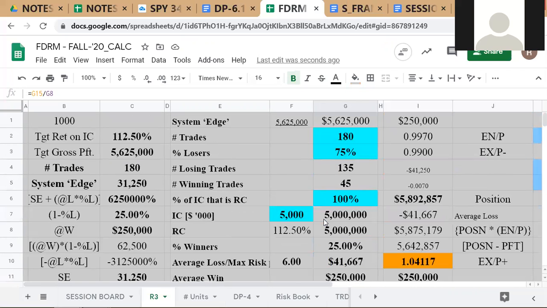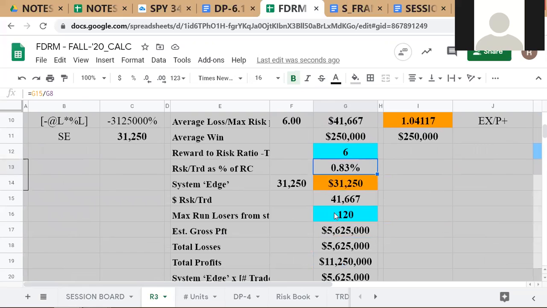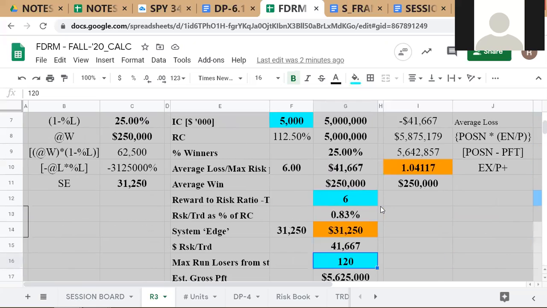What I've done here is a slight improvement, or you can call it a further complication, adding another level of flexibility. Instead of blindly assuming that all 135 losing trades will be stacked together in the beginning, you put another element of flexibility into your calculations. You separately estimate what I call the maximum run of losers from the start. This number can't be more than the total number of losing trades, but it can be less.